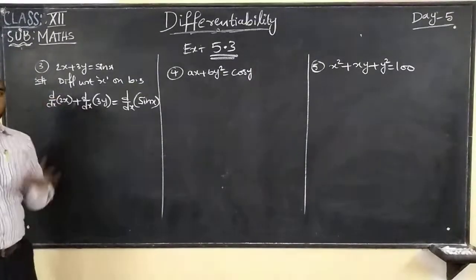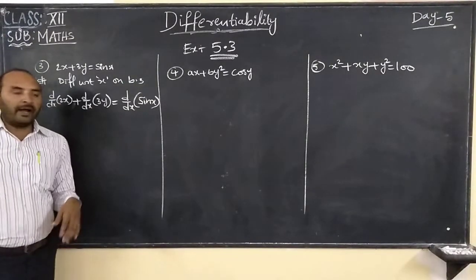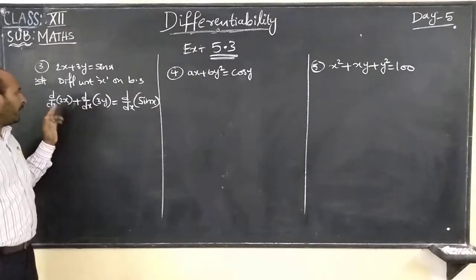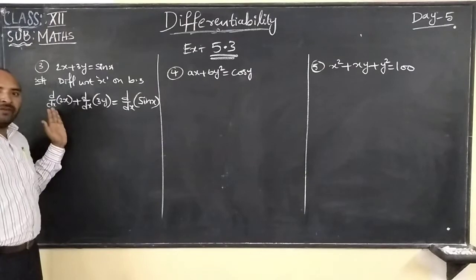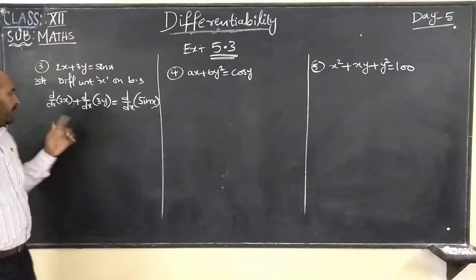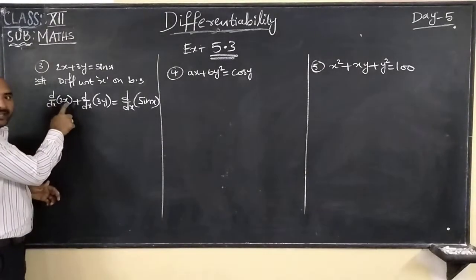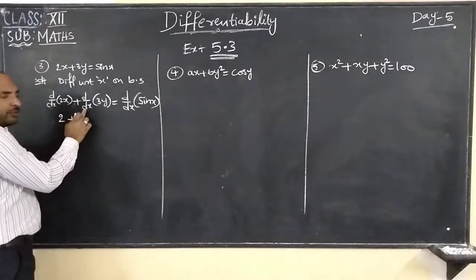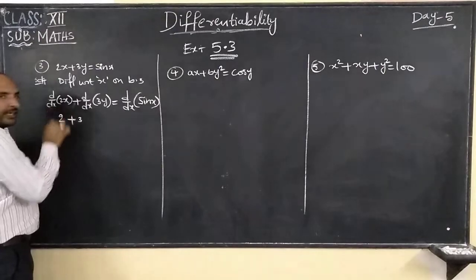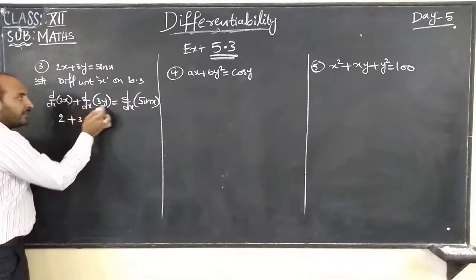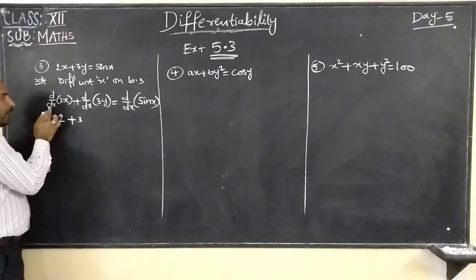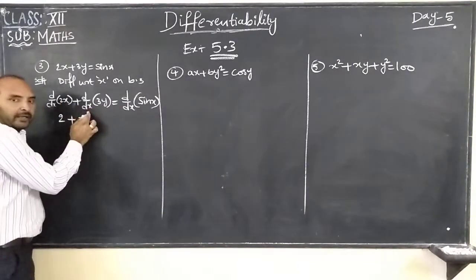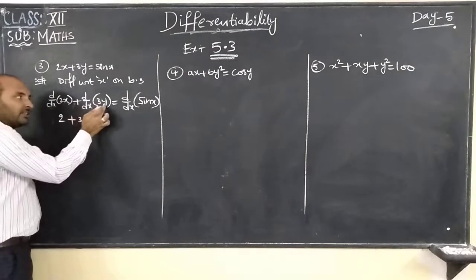The derivative of kx, according to the formula, is k. The derivative of 2x is 2, the derivative of 10x is 10, like that. So the derivative of 2x is 2, plus, with respect to x, 3 is constant, because here the variables are different. Observe, when the variables are the same, you can write 2 directly. Here the variables are different with respect to x.